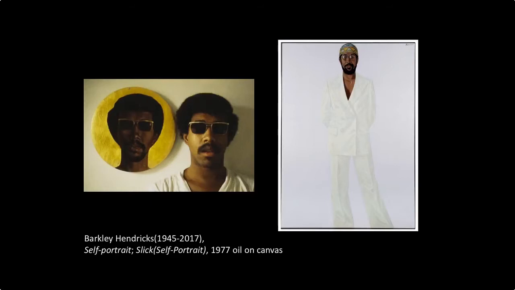And so in Karen's essay for this catalog, she references the way in which T.C. Cannon's engagement with figural representation is in line with some of the other artists working in the period. For example, Barkley Hendricks, whose work we saw on the cover of the Soul of a Nation catalog.